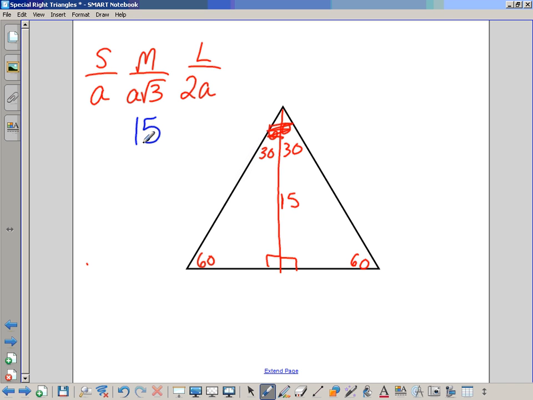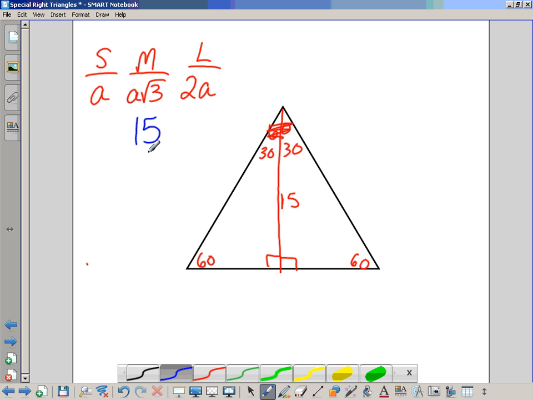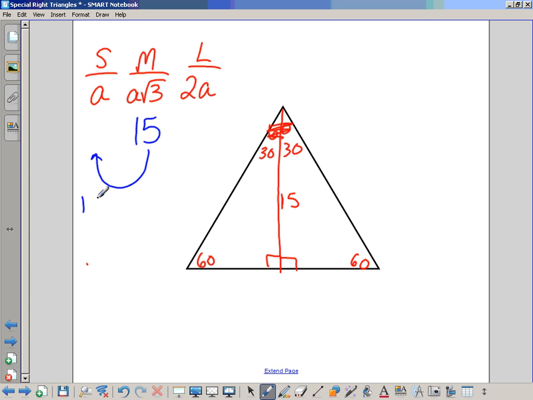This is the toughest of the things that you need to find when doing a problem like this. If they told us that this was 15, how would we get the medium? It'd be 15 root 3, and the large would be 30. Okay? But that's not what they gave us. They told us that the medium is 15, so how do you backtrack and find the small? You divide by the square root of 3.